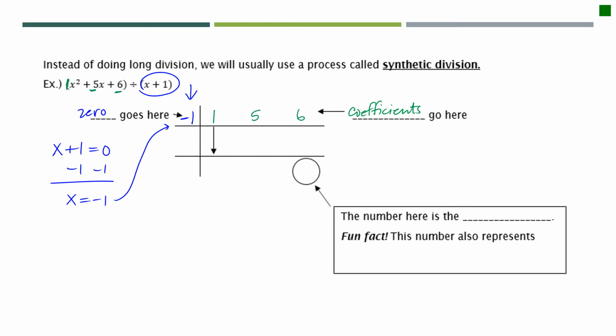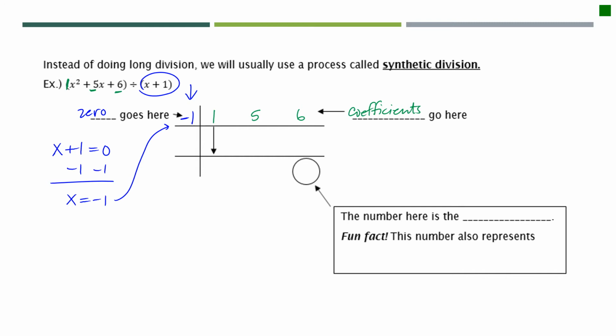So you have to make sure that your variables don't skip over any exponents. Otherwise, you have to put a 0 in there to hold its spot. So now the next thing we're going to do is follow a pattern.